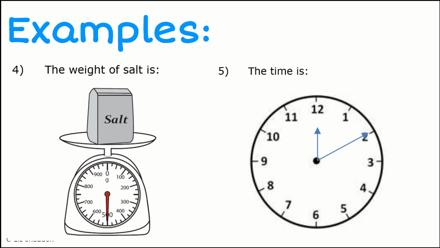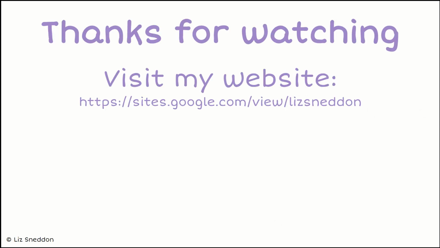Looking at our time there, we can see the small hand is pointing to the 12 and the long hand is pointing to the 2. And so the 2 would mean it's 10 past, and it's at 12 o'clock. So 12 is the hour and 10 past is the minute. So 12:10.